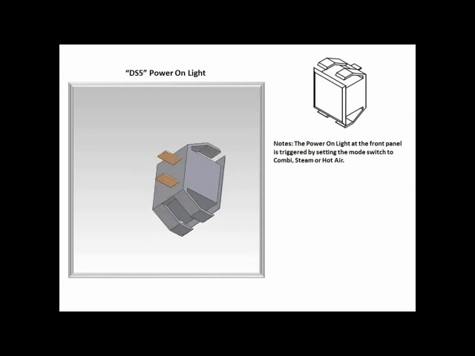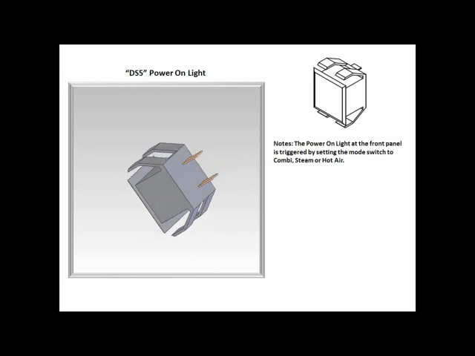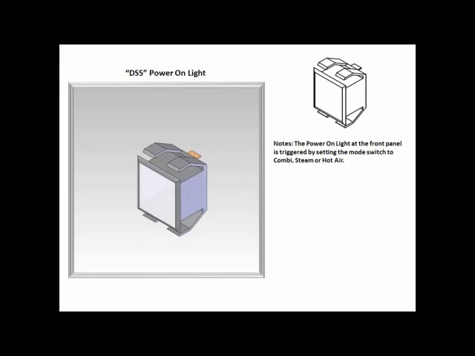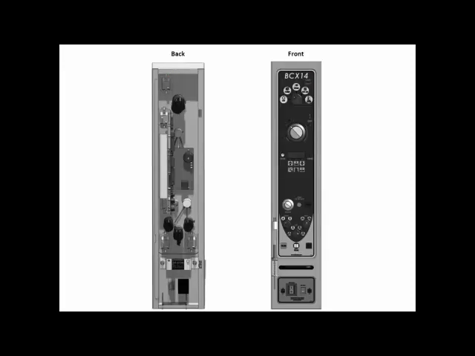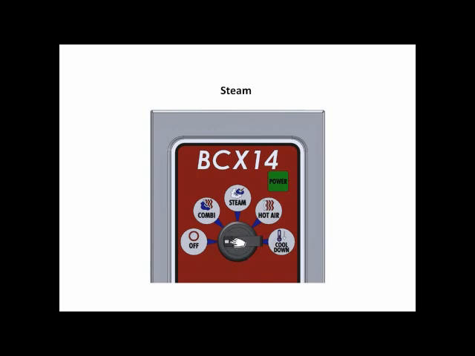The power lamp is referred to as DS5 on the diagram. It is located in the upper right-hand corner of the control panel. When the mode switch is in combi, steam, or hot air, the power light illuminates, confirming the oven on signal.